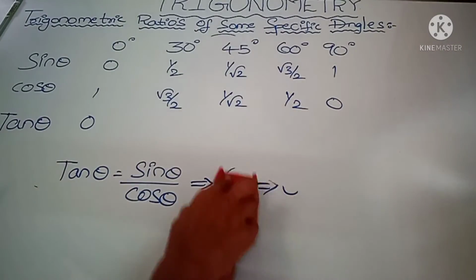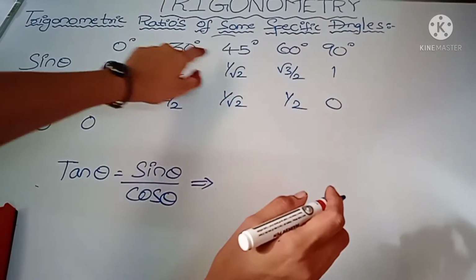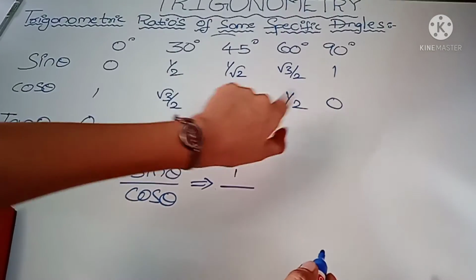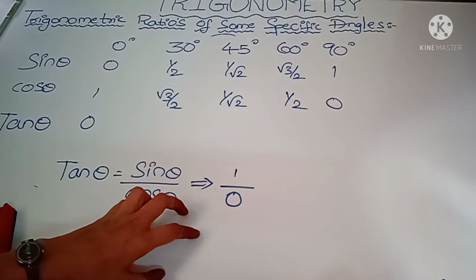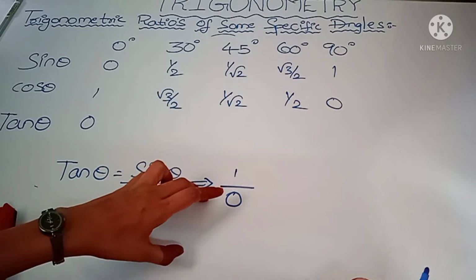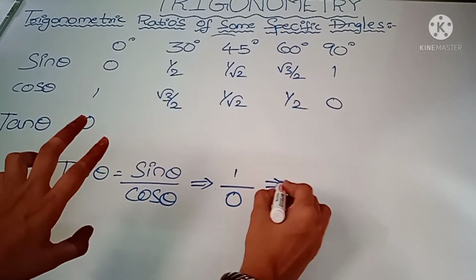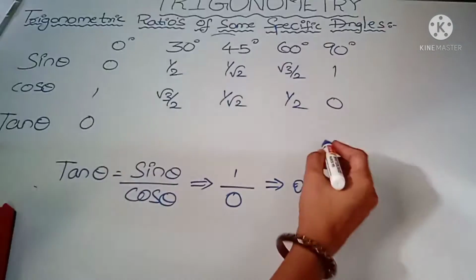What is the value of sin 90? It's 1. Yes, the value of sin 90 is 1. Cos 90 is 0. See here, something by 0 means the result will always be infinity. The result is infinity, so tan 90 degrees is infinity.